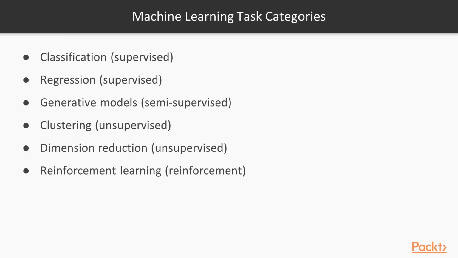This slide shows 6 main categories of tasks: classification, regression, generative models, clustering, dimensionality reduction, and reinforcement learning. Each of them uses certain algorithms which may have specific vulnerabilities.